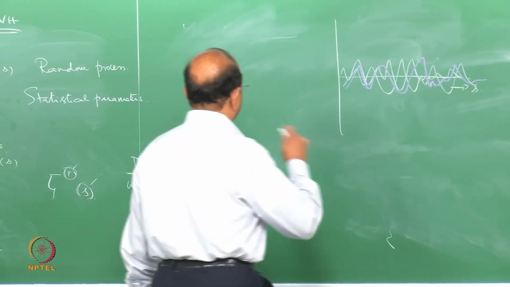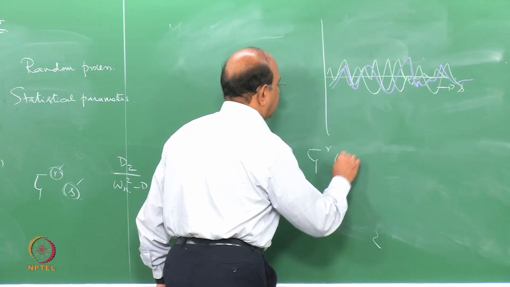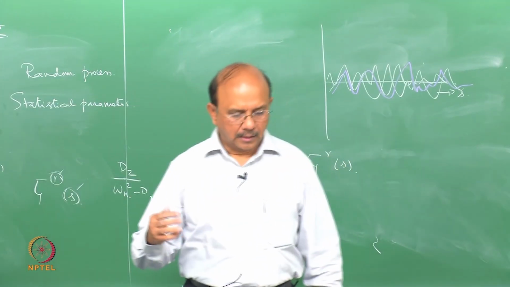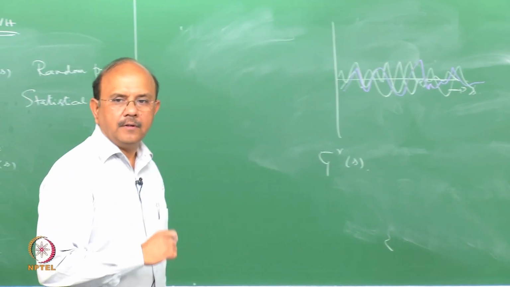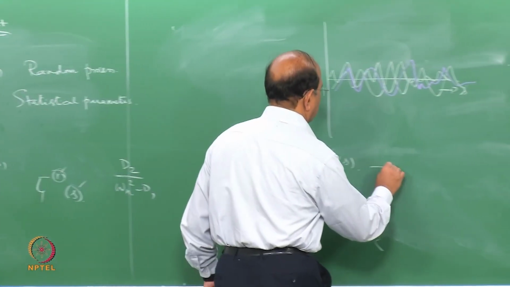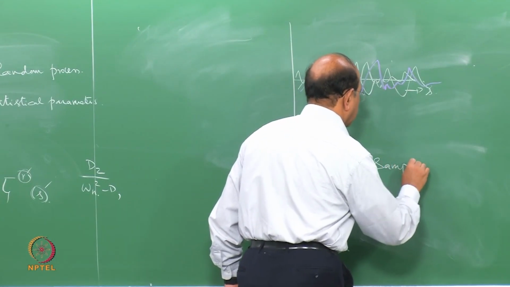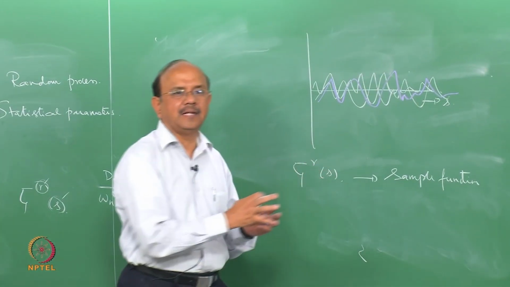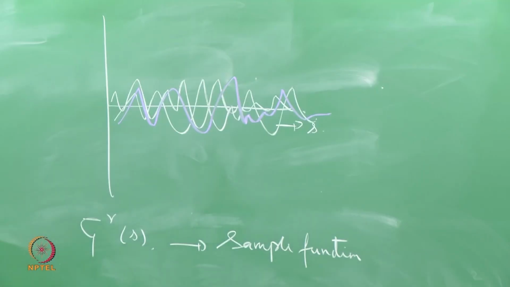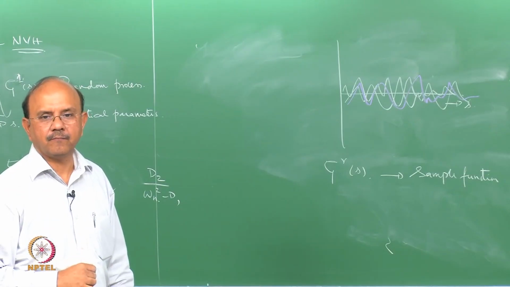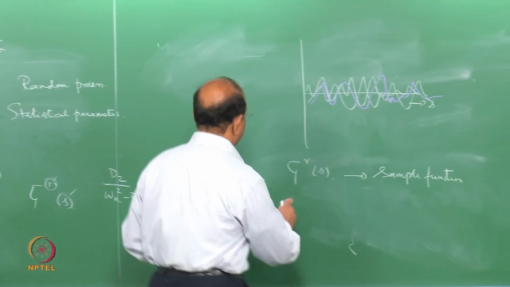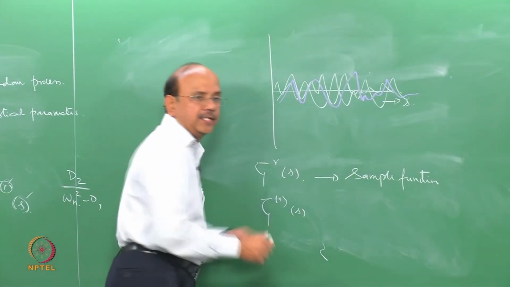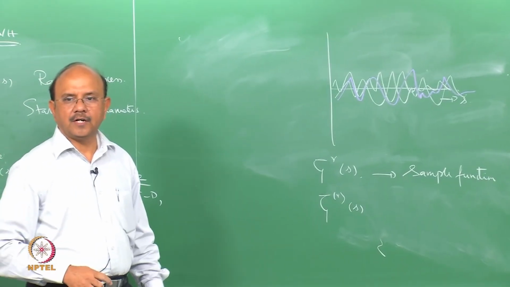So let us give zeta r, r equal to 1, 2, and 3, what is called the sample function. When I put this into a bracket r, that means it is the ensemble, all of them. Sometimes it is also called the realization of the sample function, or realization. The collection of all those r's is what is called the ensemble.